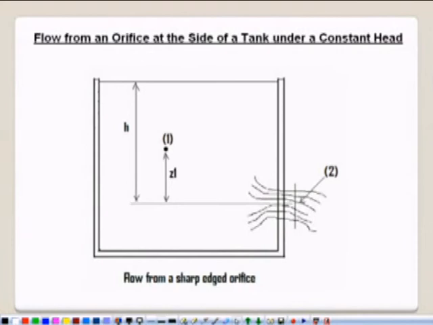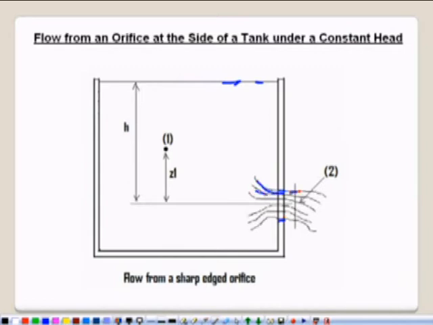Now what is an orifice? An orifice is a small aperture at the side of the tank or at the bottom of the tank through which fluid can come out. In this figure we have a tank. The fluid is filled up to this height, and this head is kept constant even if we have a hole here of this much size through which this fluid can come out.